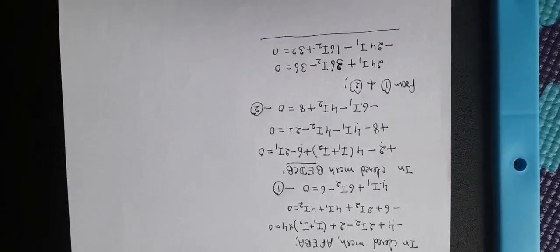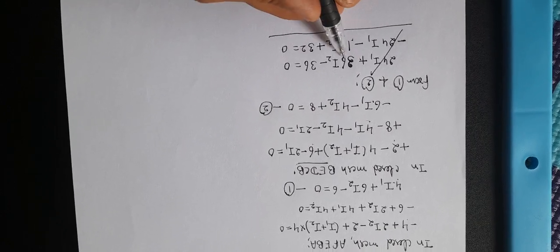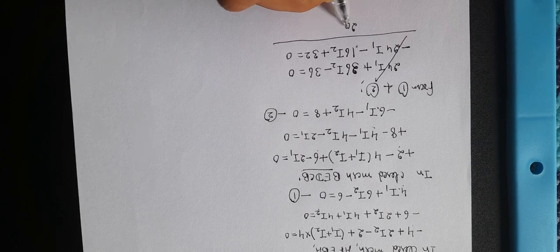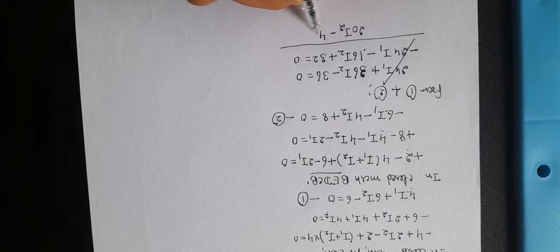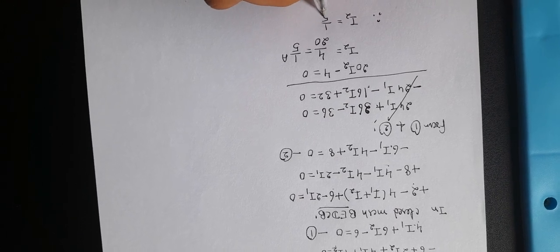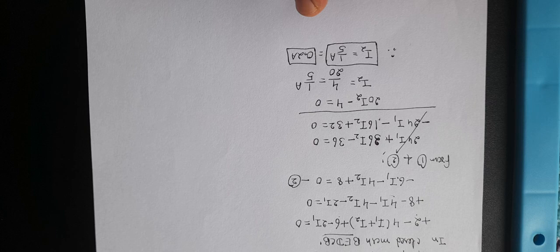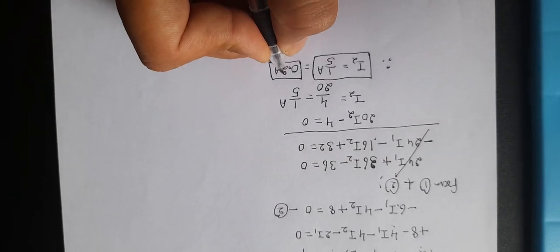Now I'm going to simply add these two equations. So this cuts down with another one, plus minus is again minus, 36 minus 16 is 20I2, minus into plus is minus, that is minus 4 equal to 0. I2 turns out to be 4 upon 20, which is equal to 1 upon 5 ampere. Therefore I2 is equal to 1 upon 5 ampere, which is equal to 0.2 ampere. It means the direction of current we have taken is the correct one. So this comes out to be positive.